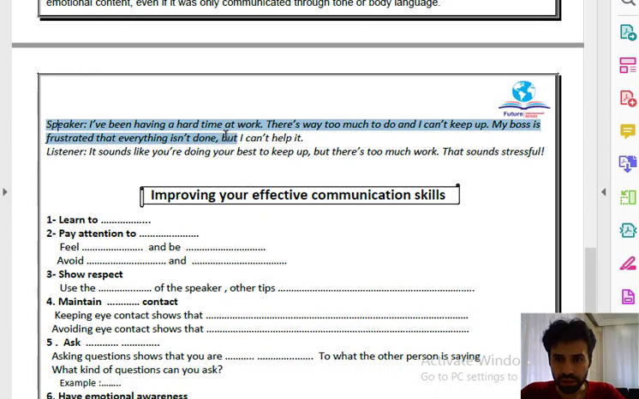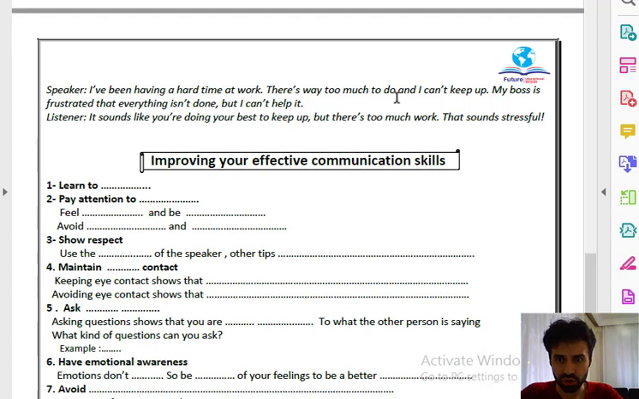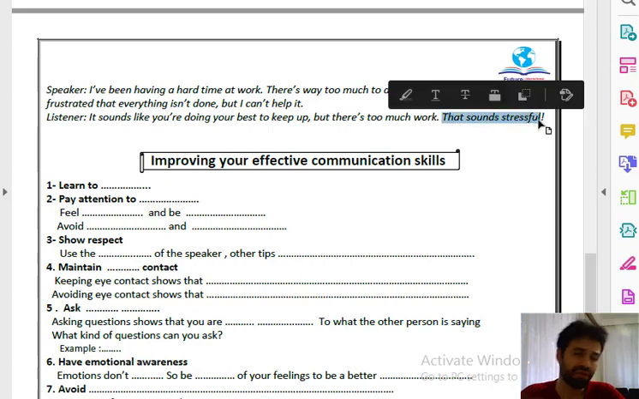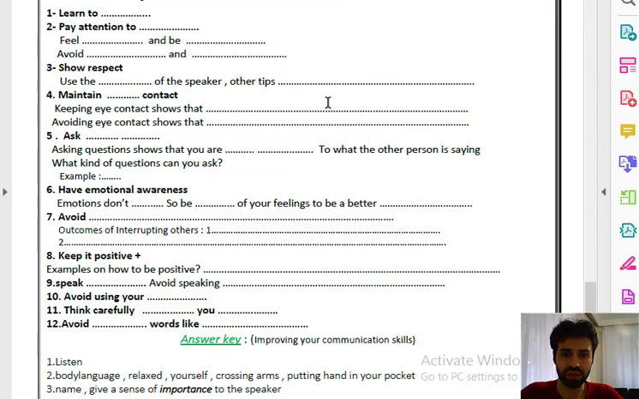So this is an example here, just listen. For example, the speaker says, I've been having a hard time at work. There's way too much to do and I can't keep up. My boss is frustrated that everything isn't done, but I can't help it. The listener says, it sounds like you're doing your best to keep up, but there's too much work. That sounds stressful. Okay, this is just reflecting or paraphrasing what the speaker says and showing that you really understand that person.